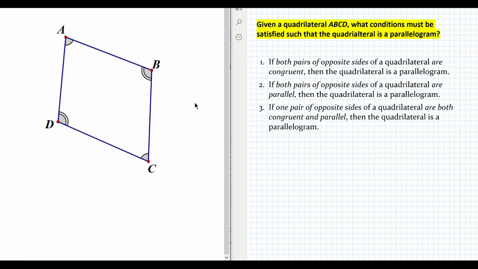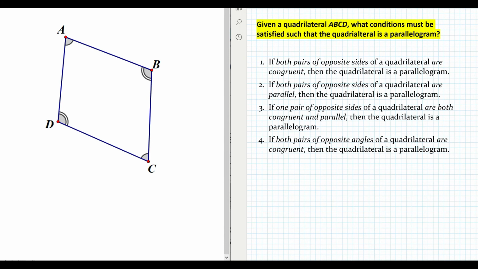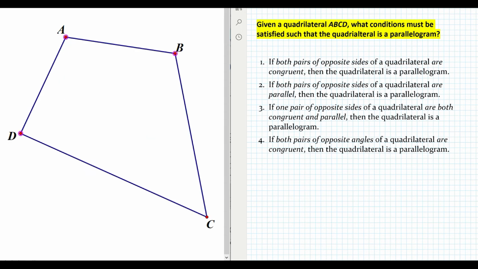Okay, so as a matter of fact, it turns out that if both pairs of opposite angles are congruent, then the quadrilateral is also a parallelogram. So that's our fourth condition. So basically, the wording is if both pairs of opposite angles of a quadrilateral are congruent, then the quadrilateral is a parallelogram. Let's now examine one last condition, okay? Which pretty much includes diagonals, okay? So there's something that can be said about diagonals.